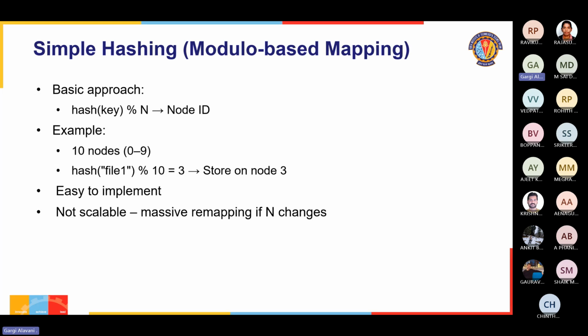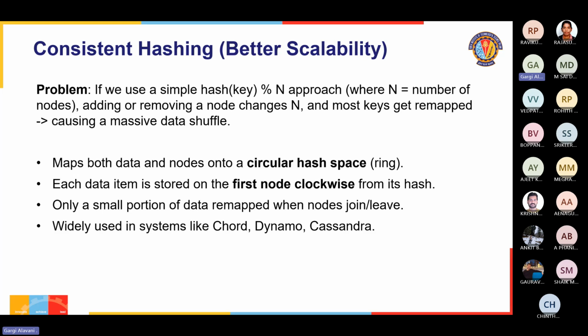And this will be an issue when it comes to having a scalable system. So this simple hashing is unsuitable for any dynamic or large scale P2P system. How do you overcome this problem caused by massive data shuffle? To overcome the limitation of simple hashing, we have something known as consistent hashing.